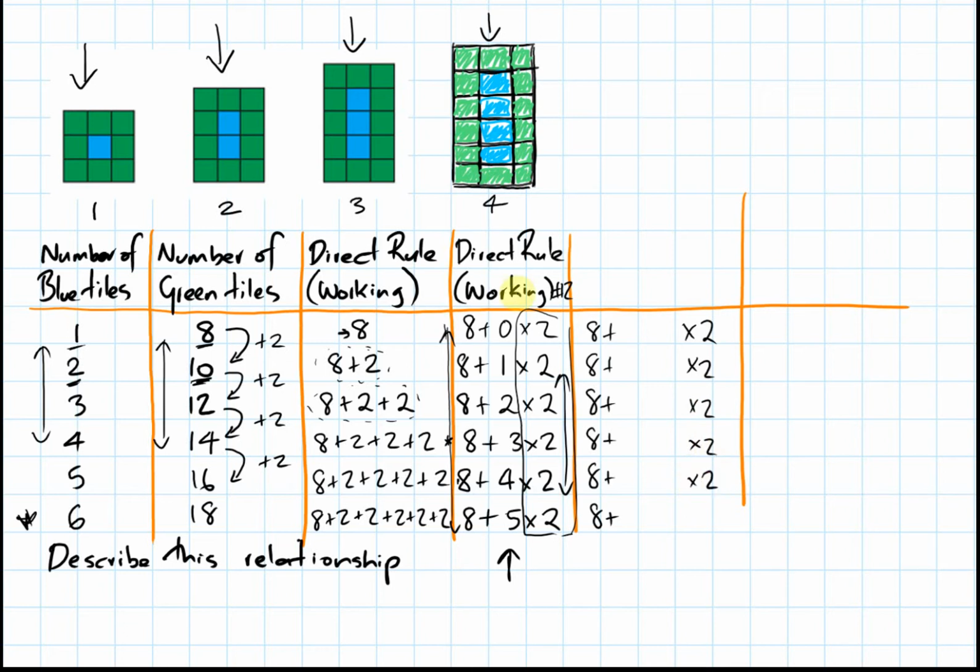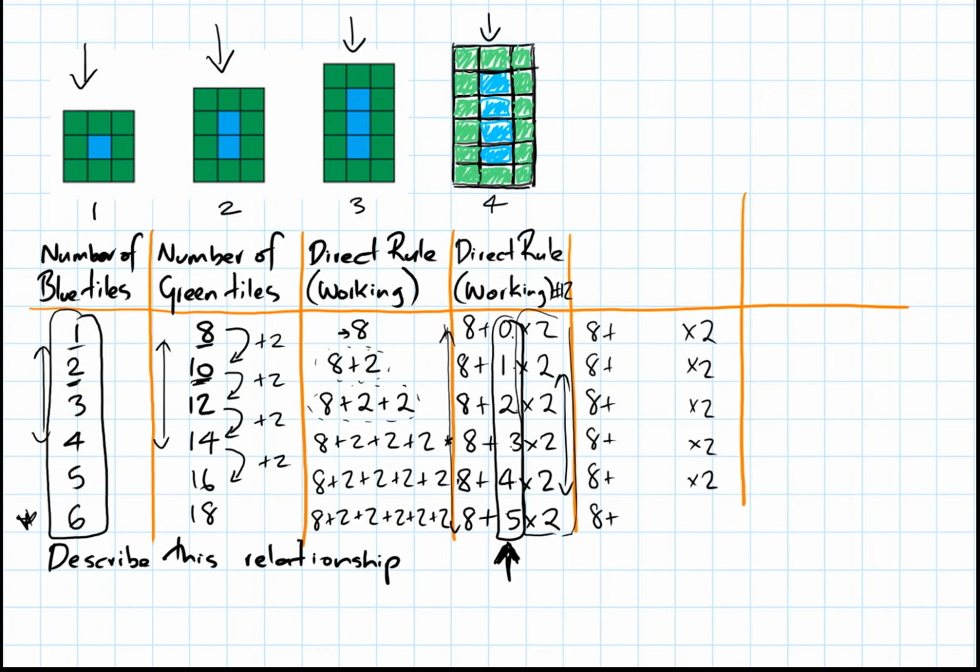Now, what I can see is that these numbers here sort of look like this list of numbers here, which is the number of blue tiles. And I can see that if I go back to my direct rule working column number 2, each of these numbers are one less than the number of blue tiles.